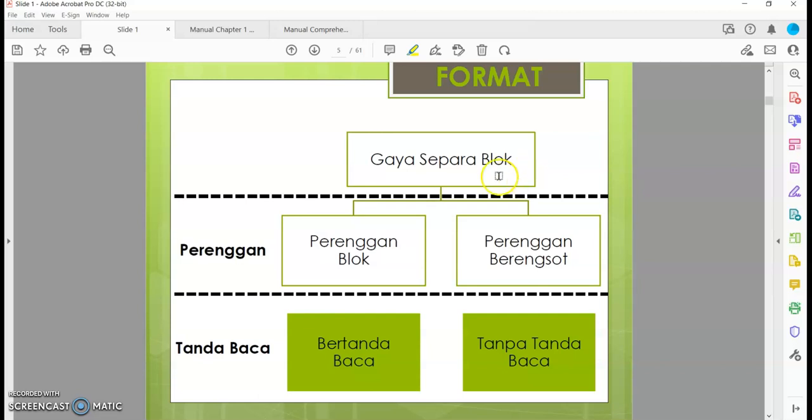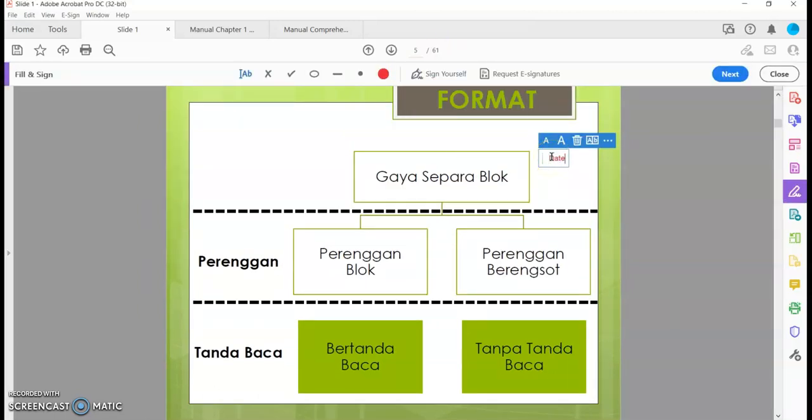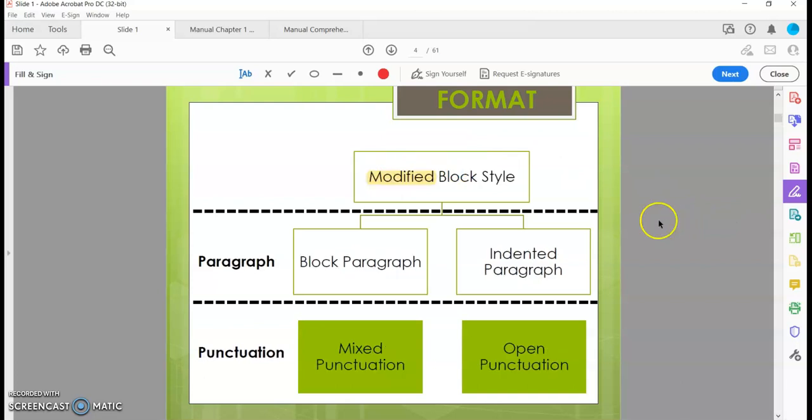Like I mentioned just now, there are 2 places which you need to change: the date, remember, and also the complimentary close. These 2 parts are positioned on the right side. So you must remember that, so that you are not confusing it with the previous format that you learned.